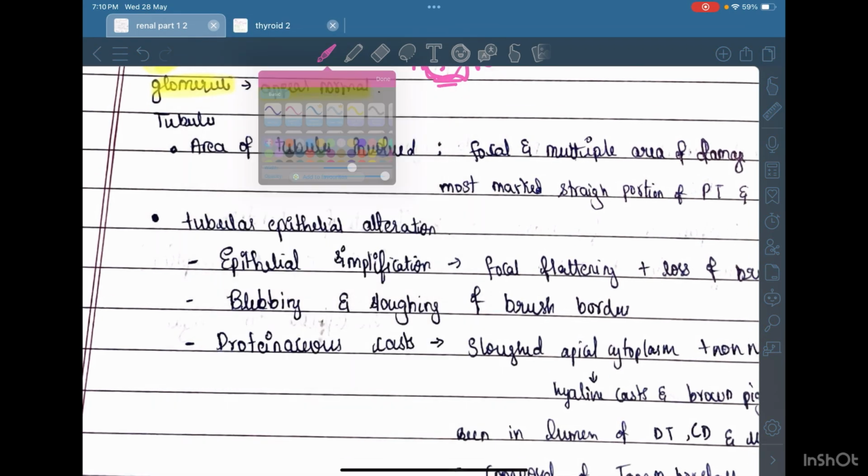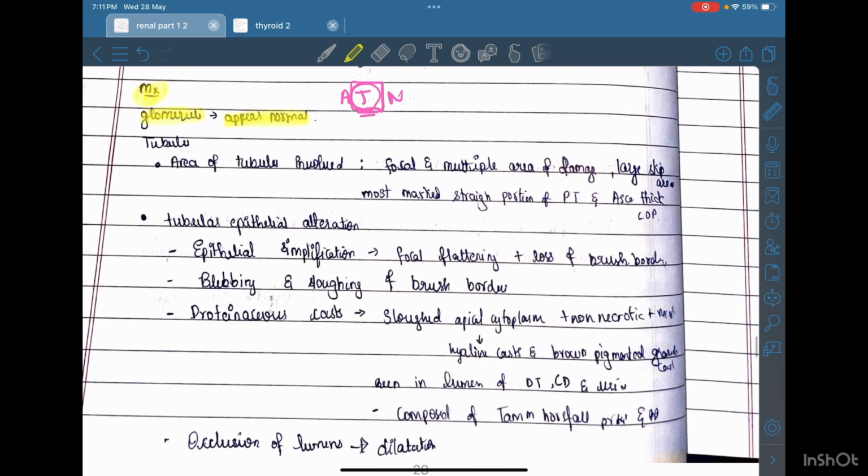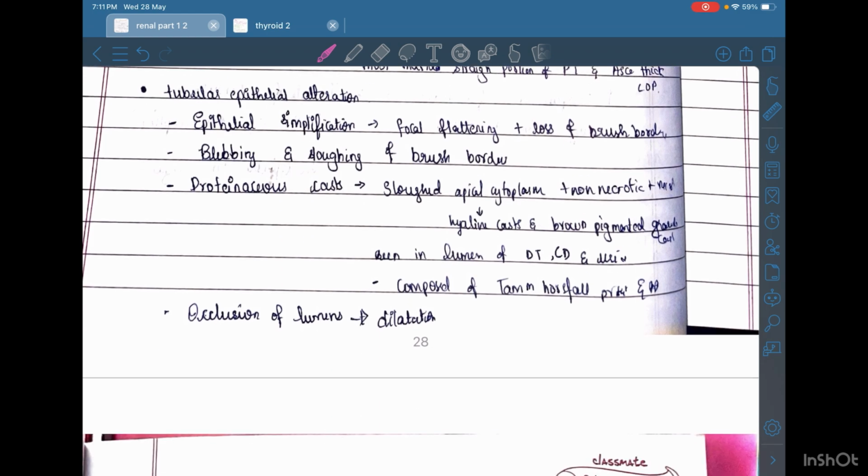In tubules, what happens is, areas of tubules involved, so there will be focal and multiple areas of damage, large skip areas, okay. In ischemic type there will be focal and multiple areas of damage. Skip areas will be there, like here damage happened, here it didn't, here it happens. So there will be large skip areas and they will be focal, it's not the diffuse one, it's focal, multiple areas of damage, large skip areas, okay na. So there is damage to the tubule, okay na.